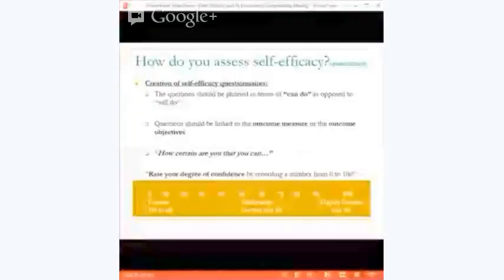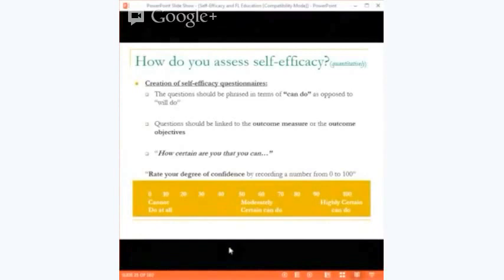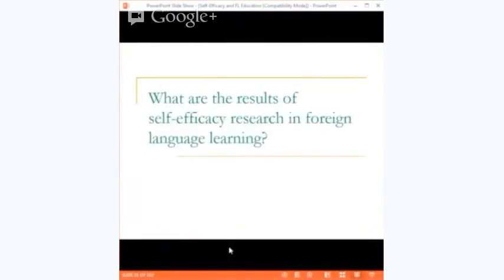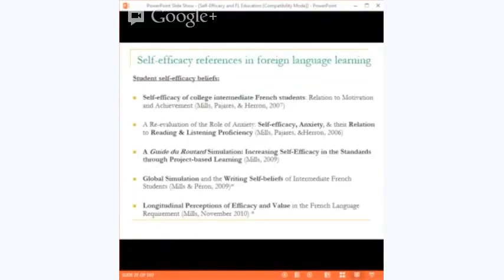Now, as for the results of self-efficacy research in foreign language learning, I have a variety of different references. I believe they'll be available online. And these are just a few.